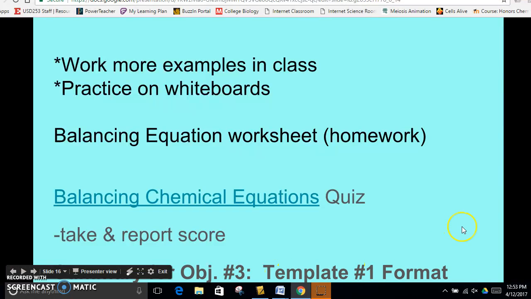So the summary for objective number 3 is template number 1. You can go ahead and complete that before you come to class, and that's all you have to do for objective number 3.